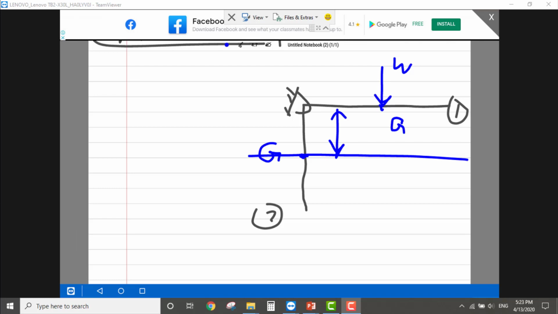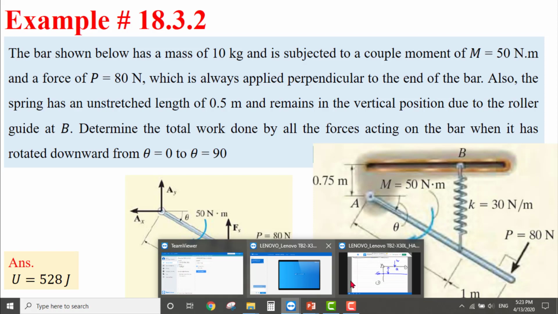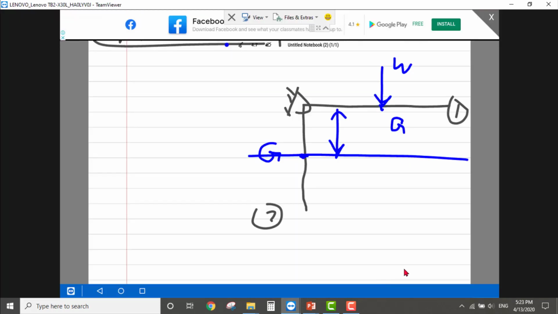Where is the total length? Let me go back to the slide. So here is the slide. So the total length is 3. So the middle distance is 3 over 2, which is 1.5. So here is the distance, 1.5 meter.